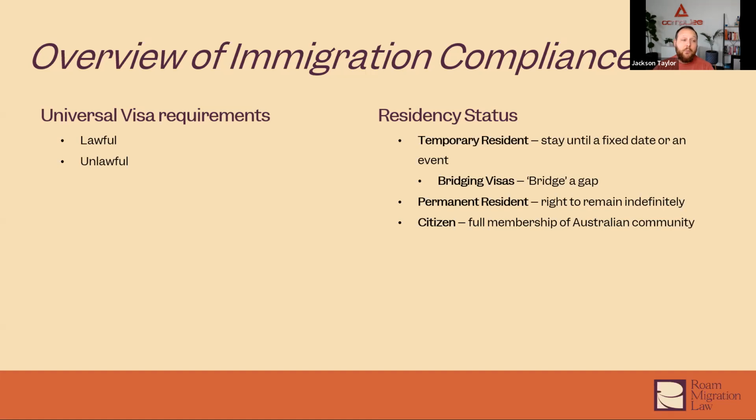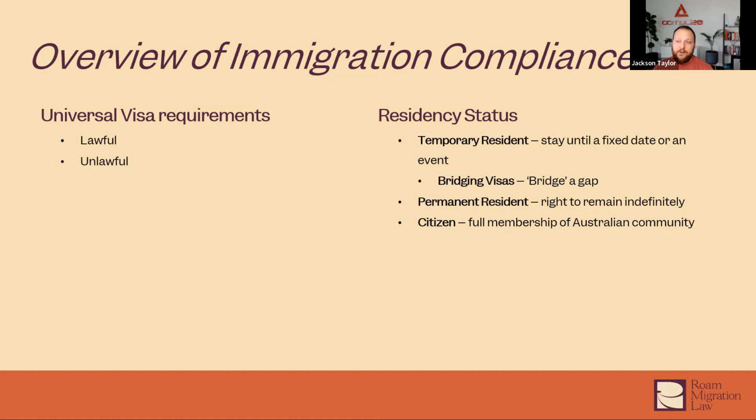And then at that point, that person becomes unlawful and they don't have the right to remain in Australia. If they are located, they can then be detained and deported. Okay, so we've got lawful and unlawful. Now, if you're lawful in Australia, you're going to have one of 2 or 3 potential visa statuses.